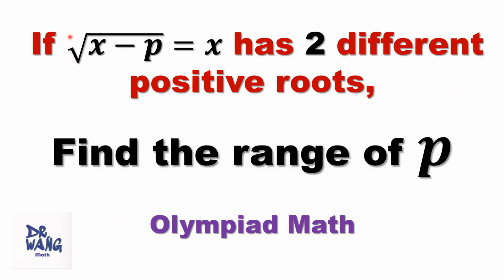Here is the question. If the square root of x minus p equals x has two different positive solutions, find the range of p. That means for what kind of p-value put here will this equation have two different positive solutions.